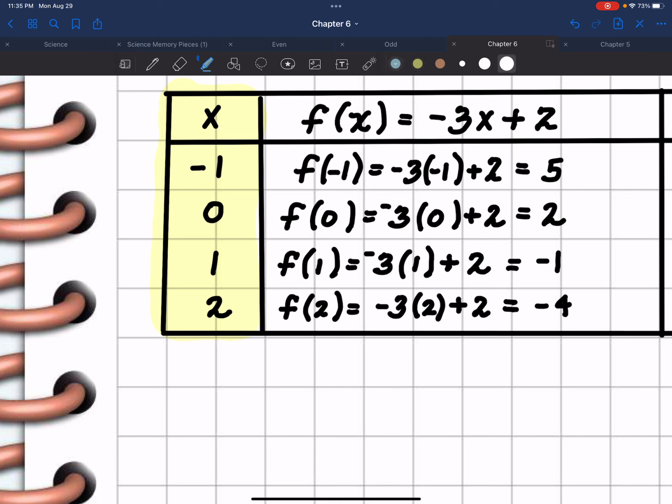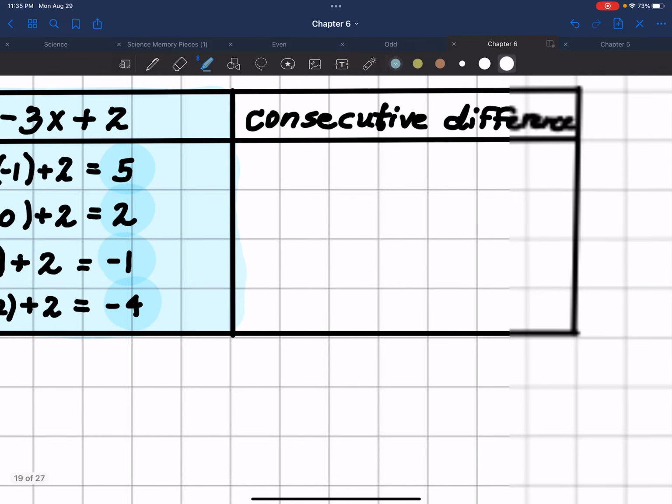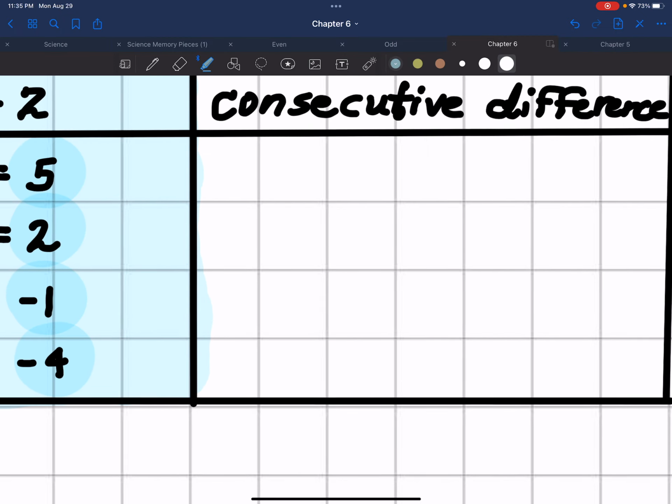So here are the y values of my points. If I wanted to graph, I could, using the yellow and the blue to make a point. But I don't need to graph. This was just where I found the y values. And now we need to find consecutive difference. So here we're going to focus just on these.